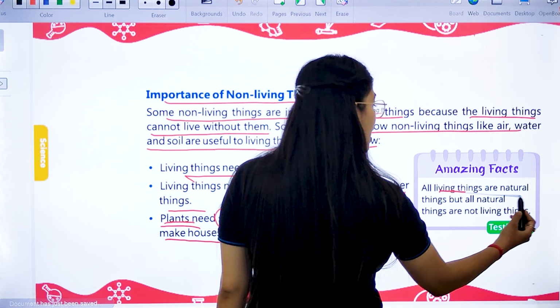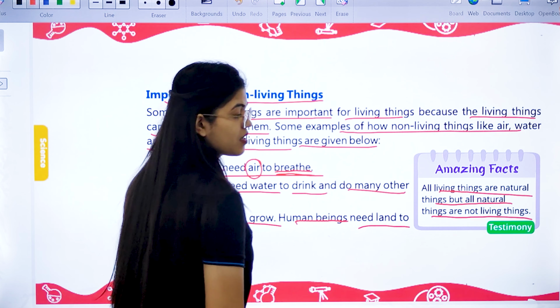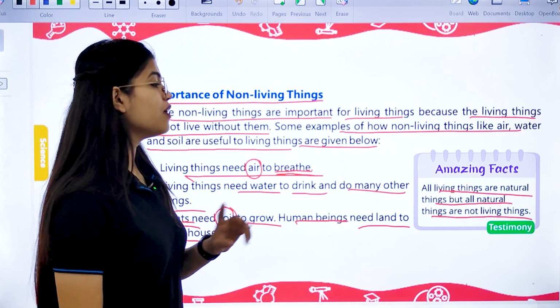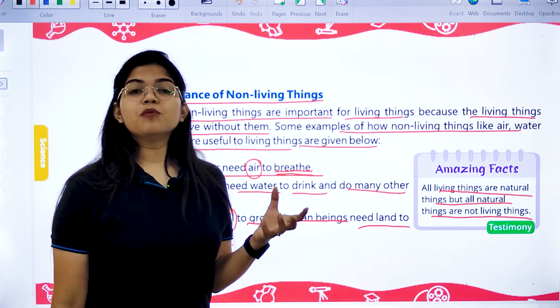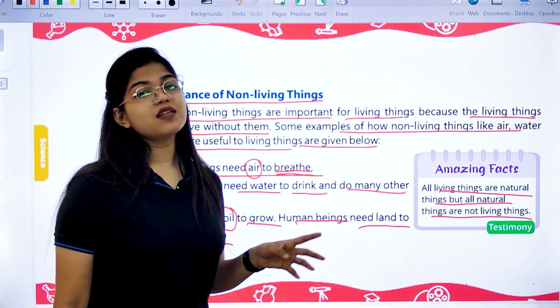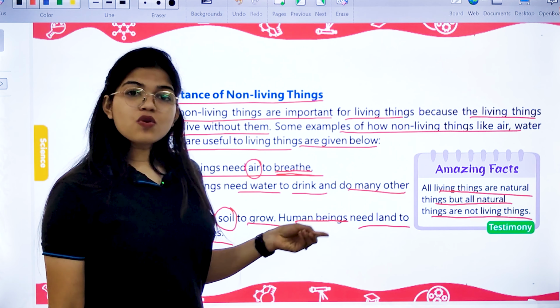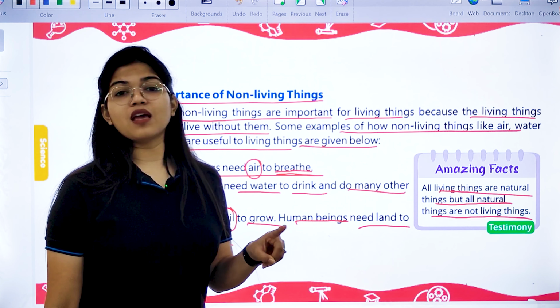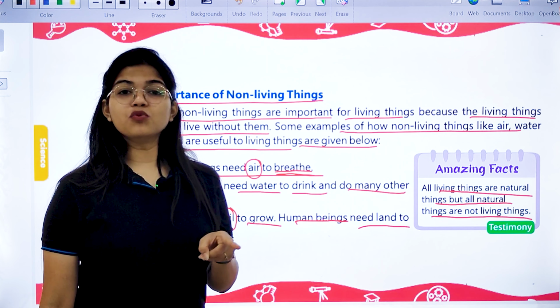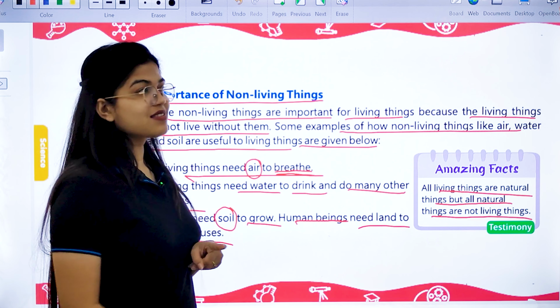All living things are natural things, but all natural things are not living things. Very important: all the living things, if we talk about humans, animals, plants, are natural things, meaning they exist on their own. But all natural things are not living things, like air, water, sun, moon. These are natural things, but they are not living things.